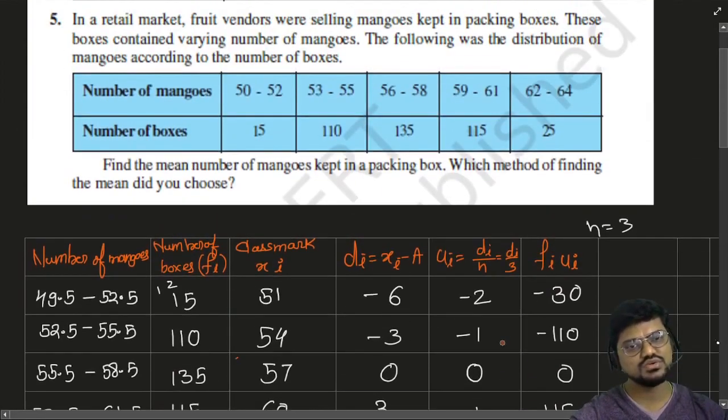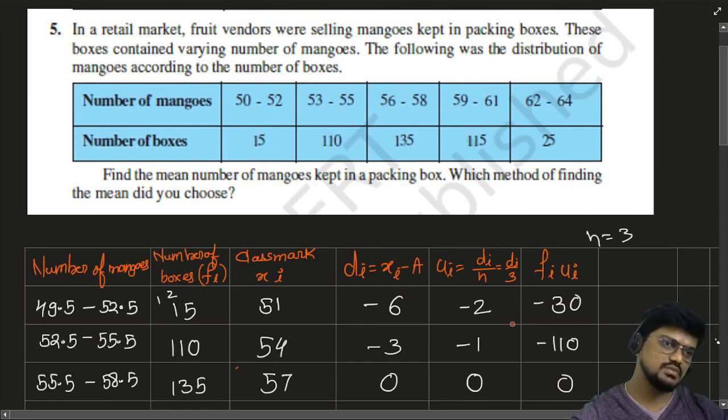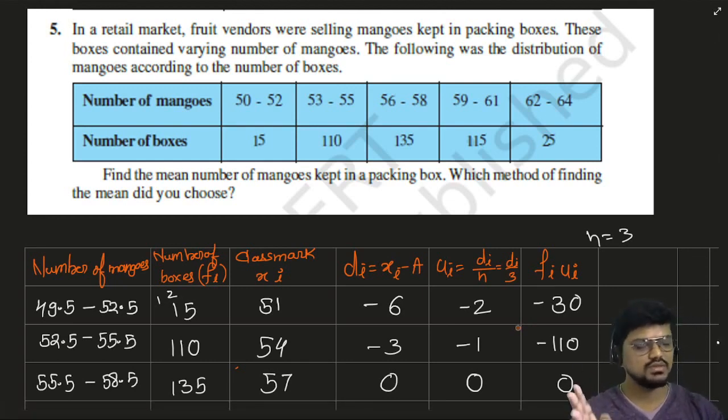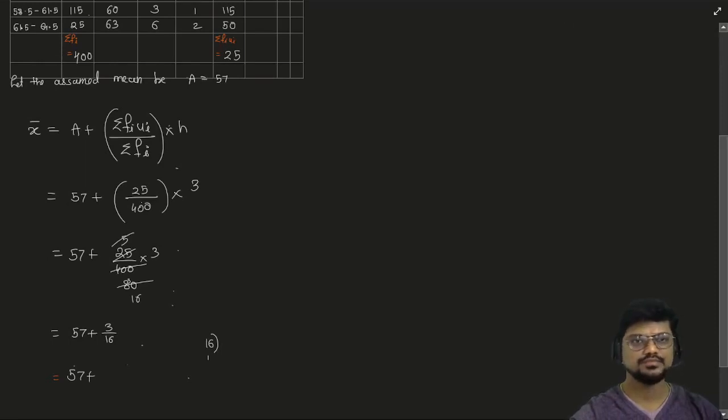Any method you use, the shortcut method, the step deviation method, or the direct method, in everything you will get the same answer. But in the direct method there will be huge calculation. In the shortcut method there will be some amount of calculation, and in the step deviation method the calculation will be even more reduced. That's it. Clear?